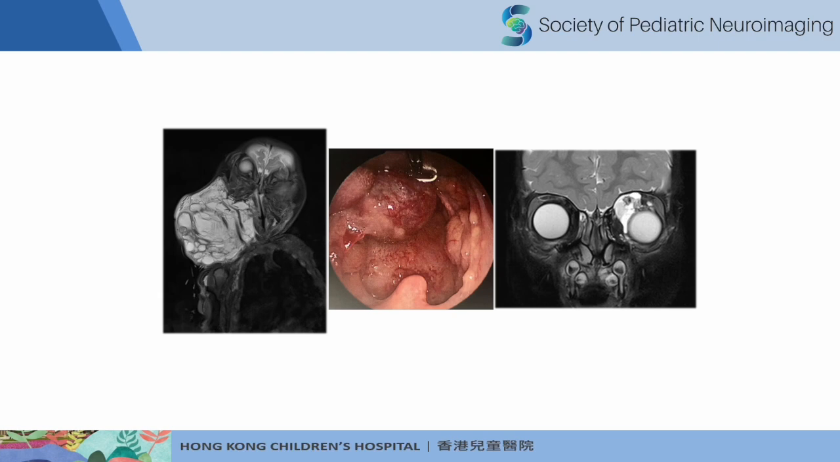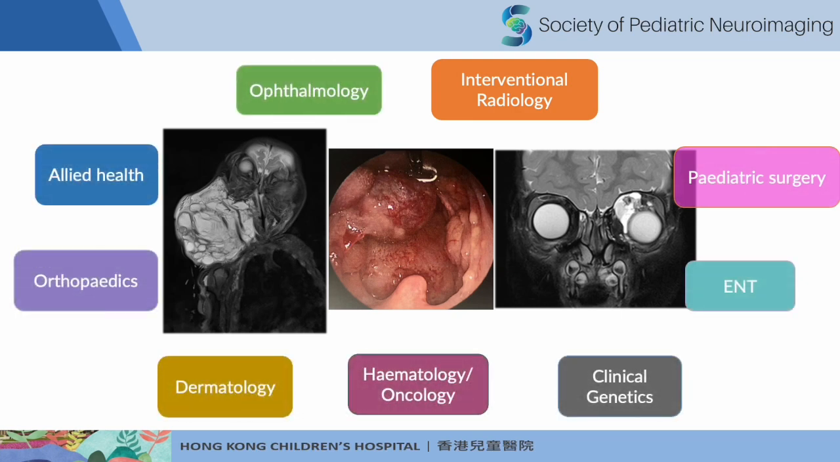So all these complex looking venous and lymphatic malformations require much more than just sclerotherapy. It requires a concerted effort of a whole village of IRs, surgeons, ENTs, clinical genetics, hematology, oncology, dermatology, orthopedics, and allied health to really optimize the treatment for these patients. You'd obviously be with an ophthalmologist when you're doing an orbital lymphatic malformation. You'd be with an ENT surgeon to look at your head and neck venous and lymphatic malformations.